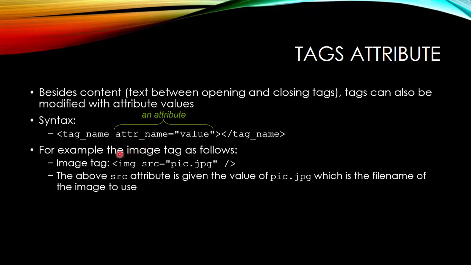For example, there is one tag we call the image tag, img. It needs the source attribute, or src attribute, to be given the value of the file to be displayed as that image. And you see here, the image tag doesn't have text content, so it is immediately closed using a slash and greater than symbol within the opening tag itself.